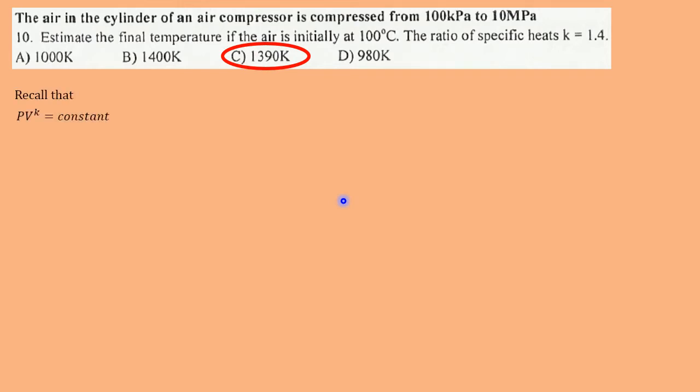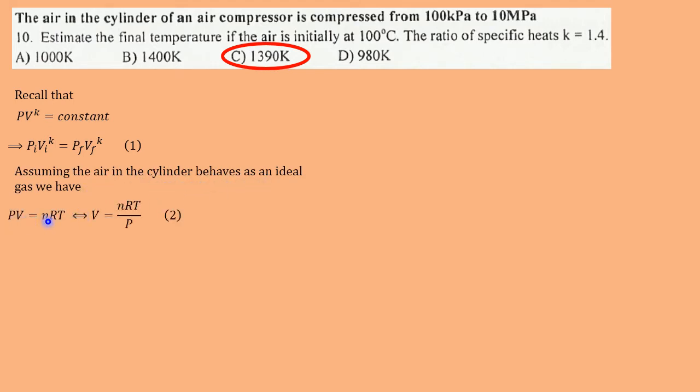Let's recall that PV raised to the K is equal to a constant. So that implies that Pi Vi raised to the K is equal to Pf Vf raised to the K. So the i there is for the initial conditions and f is for the final state. Assuming the air in the cylinder behaves as an ideal gas, we have PV equals nRT. So here that implies that V equals nRT over P.